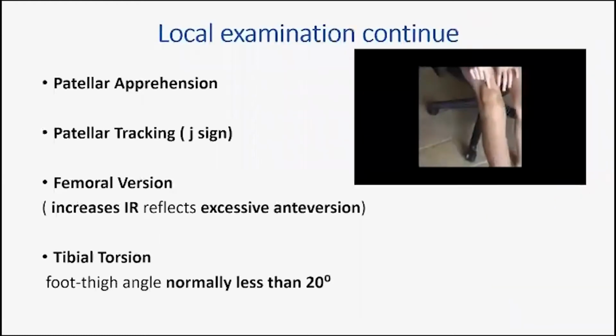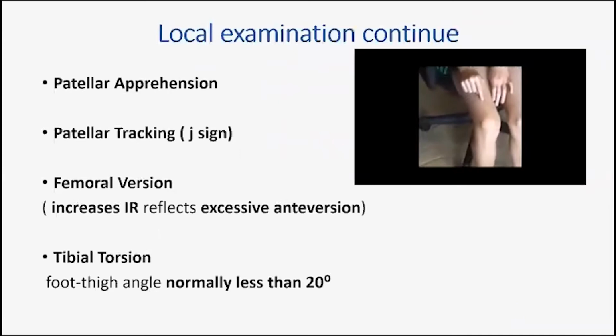Local examination also includes patellar apprehension and patellar tracking. You can see the J sign on the video, and the femoral version is very important. Having excessive anteversion is also an important risk factor. Tibial torsion is present when we have a foot-thigh angle of more than 20 degrees in the prone position.